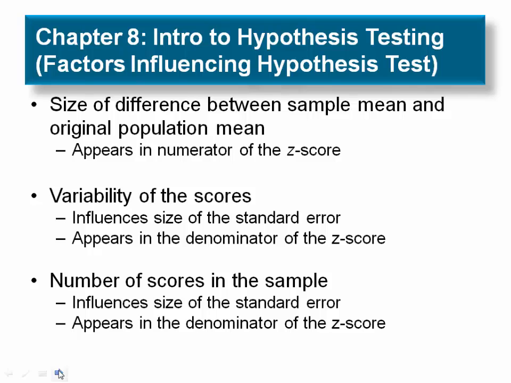The final factor that influences the outcome of a hypothesis test is the number of scores in the sample. In general, increasing the number of scores in the sample will produce a smaller standard error and a larger value for the z-score.